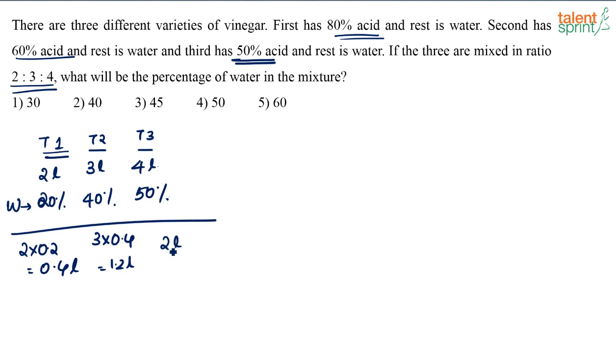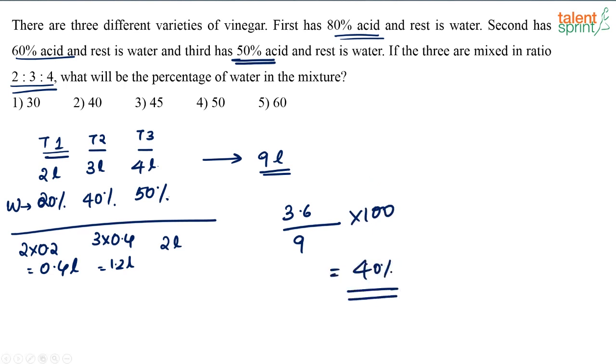Totally, how much water is there in the full mixture? See, the full mixture is now 2 plus 3 plus 4, that is 9 liters, correct? Out of these 9 liters, how much is water? 2 plus 1.2 is 3.2, plus 0.4, that is 3.6 liters of water out of 9 liters. So, what percentage is that? 3.6 divided by 9 into 100 is nothing but 40%.